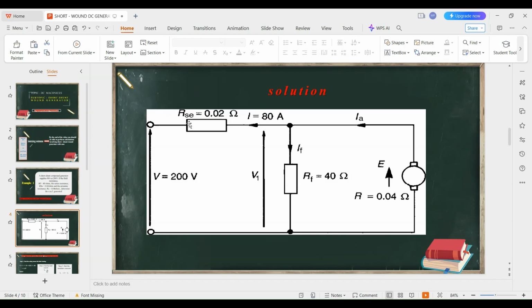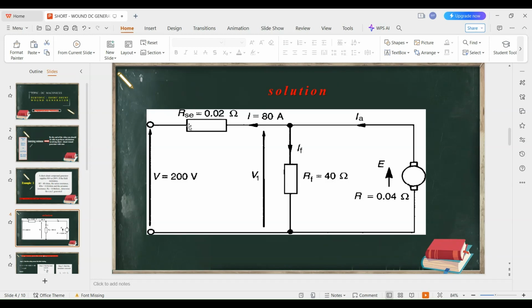Therefore, our armature current will be given by 80 plus 5.04 amperes. And our current through the armature will be equal to 85.04 amperes. I hope you are following closely. Let's go to step 4 and the last step.